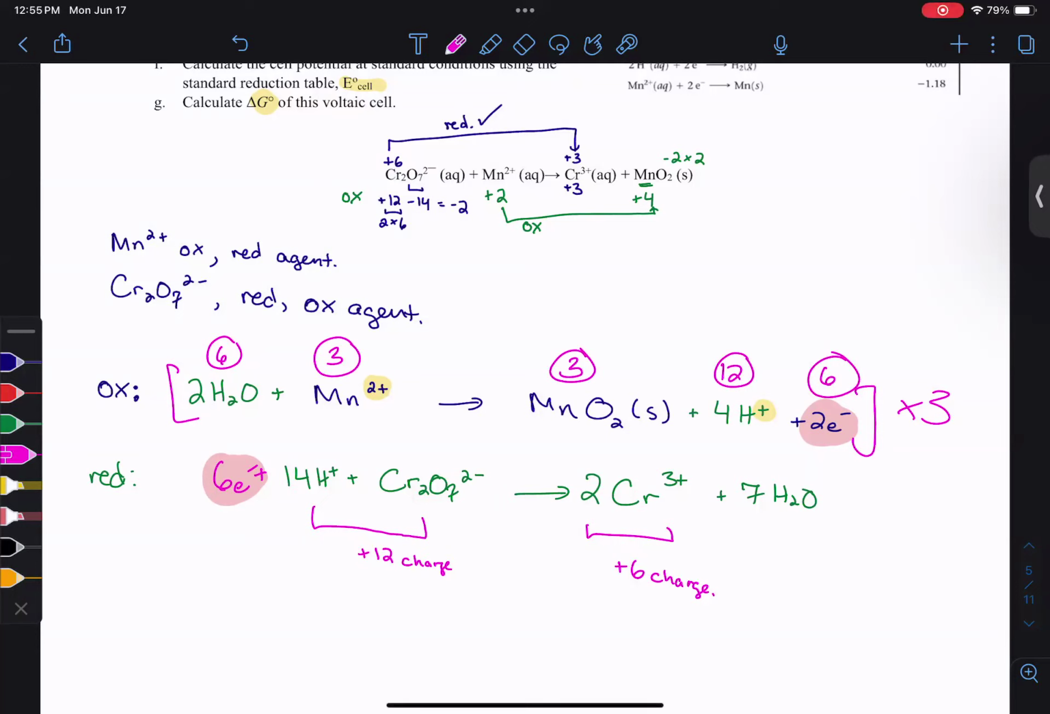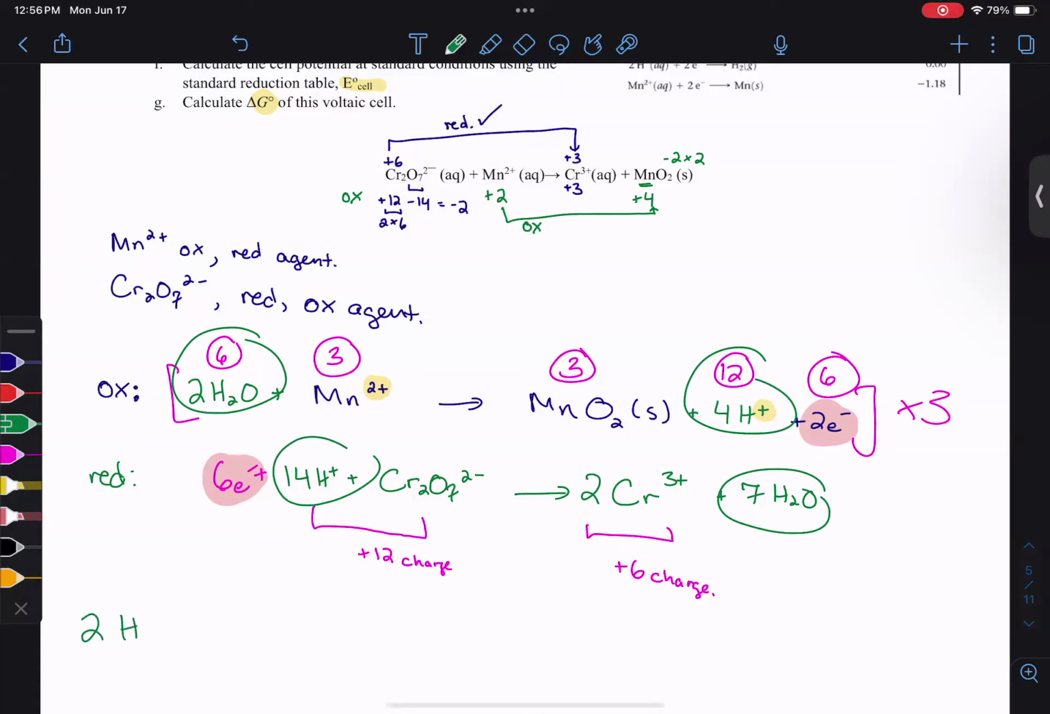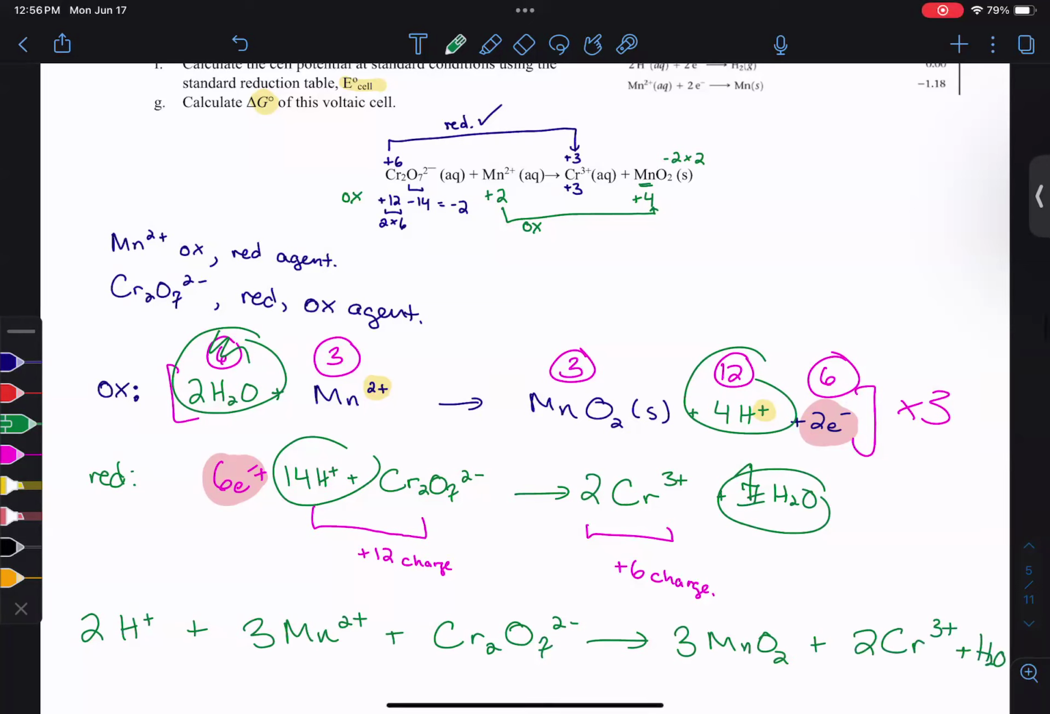Now we just need to be really careful about canceling stuff and adding these up, because water shows up in 2 places and H plus shows up in 2 places. I think all of the hydrogens, protons cancel except 2 of them. So this is 2 H plus, plus 3 manganeses, plus 1 of those dichromate things. I didn't write water because all of the waters canceled except 1 of them on the product side. So my products are 3 MnO2s, plus no H pluses, they all canceled, 2 chromiums, and then 1 water. And that should be the full balanced chemical equation.